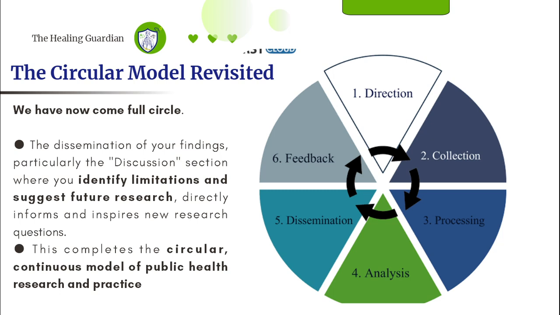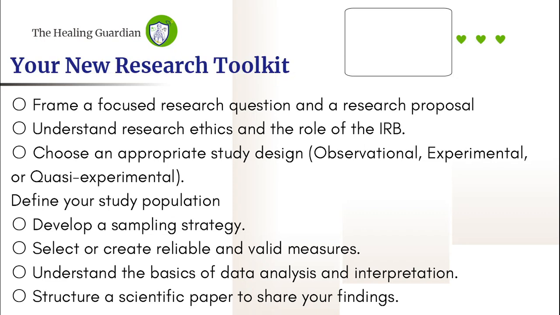So when you are disseminating your findings, particularly in the discussion section, you have to identify limitations and suggest future research. Like we said, you can get research questions from the discussion of other research papers. Also in your discussion, you have to make conclusions, you identify limitations, then you suggest future research. So this completes the continuous cycle of public health research and practice. You have to disseminate your findings.